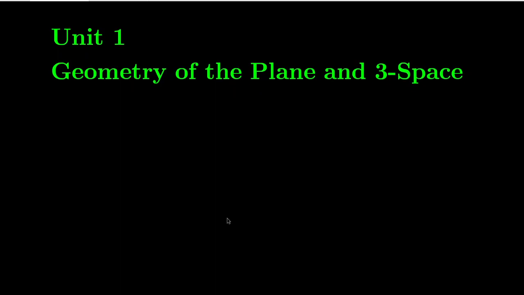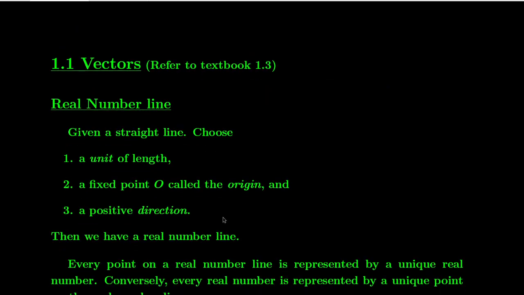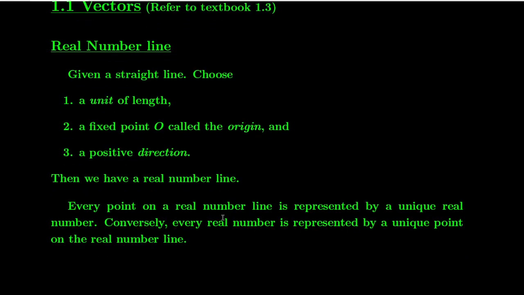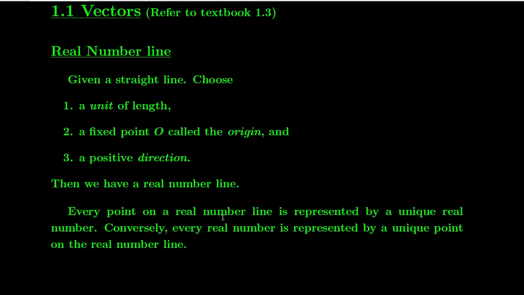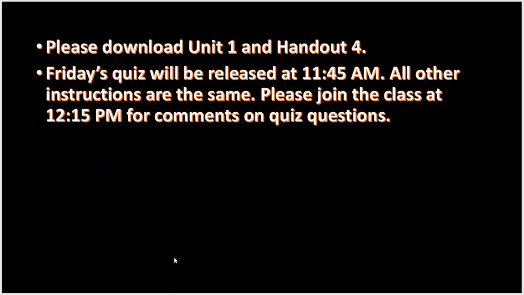We start from the number line, the very basic stuff. Now look at the screen. You just remember a number line has three components: a unit of length, a fixed point called the origin, and a positive direction. Again, a number line has three components. I will show you the meaning on PowerPoint.